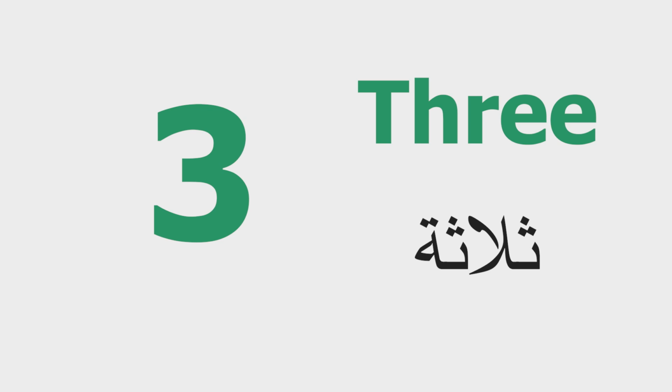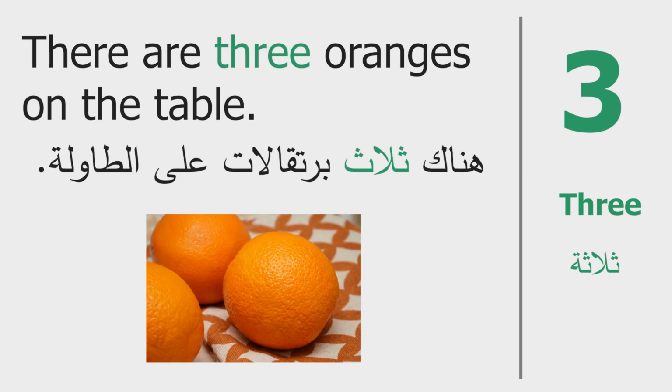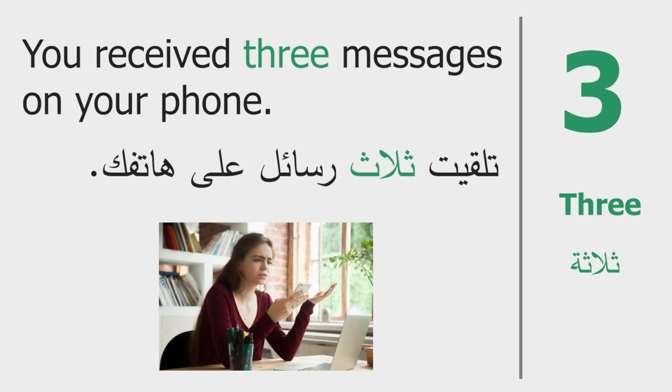3. 1 plus 2 equals 3. There are 3 oranges on the table. You received 3 messages on your phone.